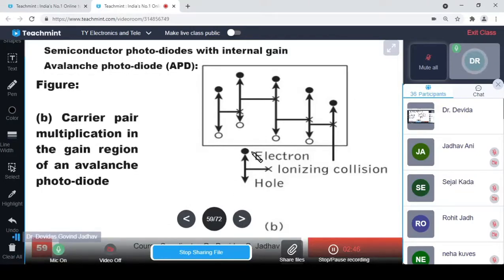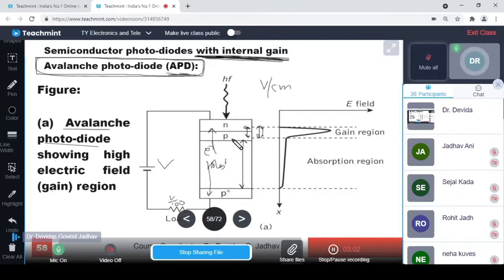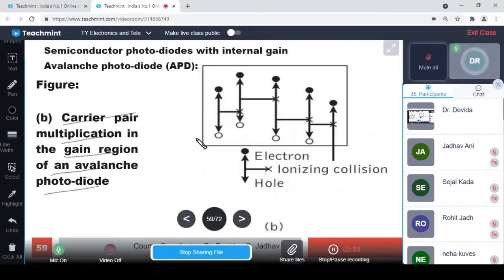Then what happens? This is the figure showing carrier pair multiplication in the gain region of the avalanche photodiode. So where is the gain region? The gain region is this, in the junction. When an electron crosses this gain region, what happens? That electron acquires very high energy than required, because to remain free the electron requires energy equal to the conduction energy, EC. But it has energy very high than EC because of the kinetic energy, because of the high velocity.